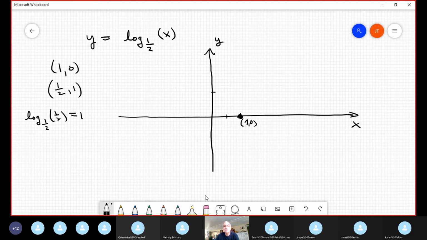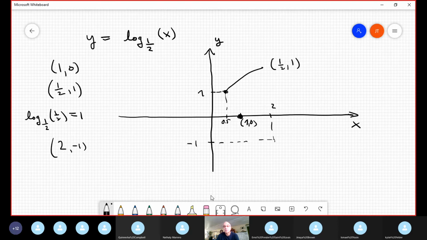Here is 1. That point is (1/2, 1), this point is 0.5, 1/2. And the other is the reciprocal of the base, which is 1/2, so the reciprocal is 2. Comma -1. The reciprocal of 1/2 is 2. Flip it over. So 2 is here, comma -1. This point (2, -1) belongs to the graph of this.